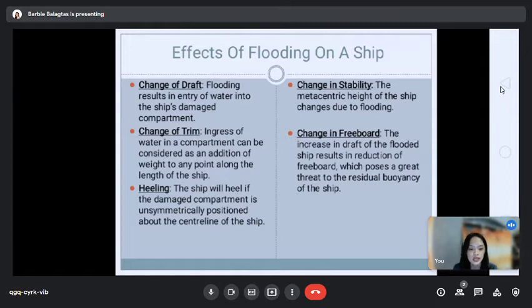Next is the change in stability. The metacentric height of the ship changes due to flooding and change in freeboard. The increase in draft of the flooded ship and reduction in freeboard pose a great threat to the residual buoyancy of the ship. So even though the metacentric height may be positive after flooding, the reduction in freeboard to a point where the deck is immersed decreases the ship's range of stability. This means that the ship could capsize due to external forces of winds or waves.